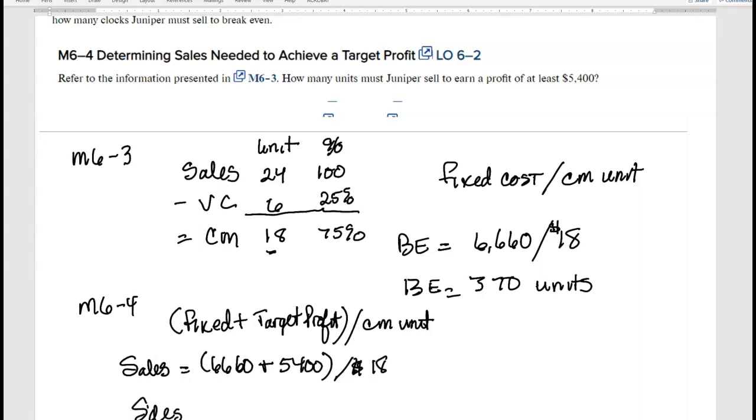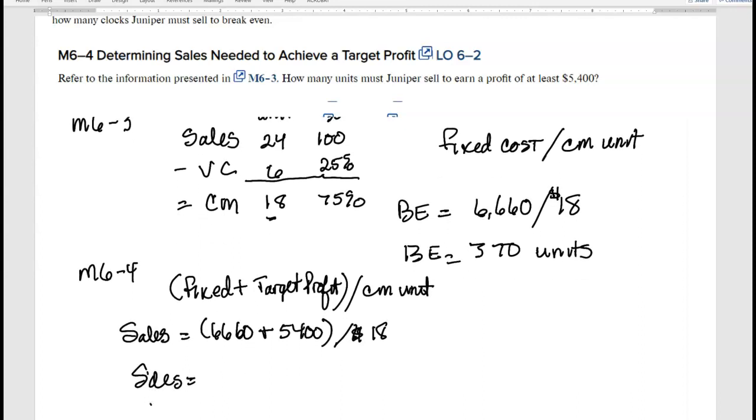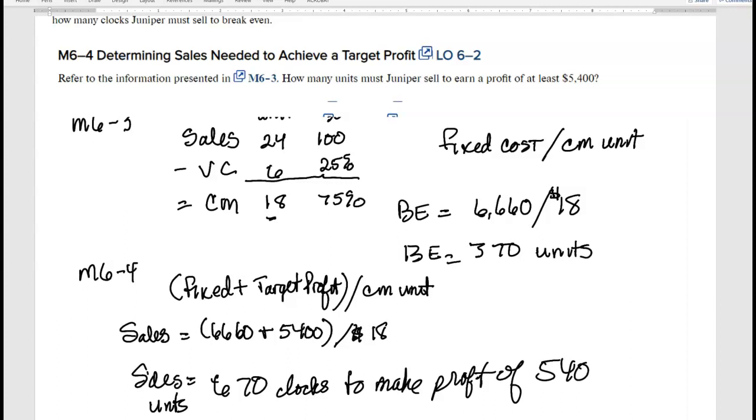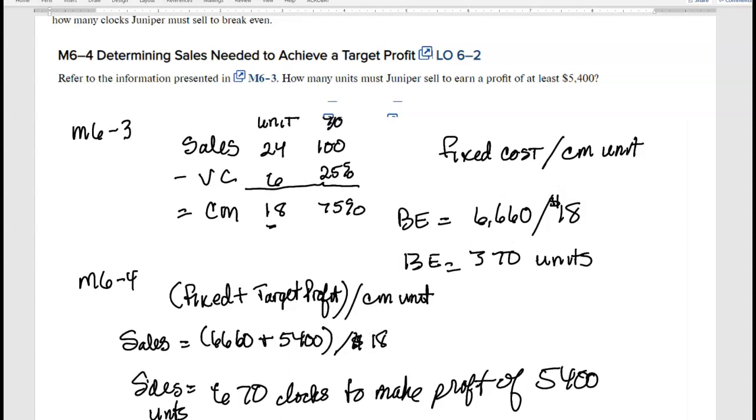So the sales in units, because we're dividing by units, would then be 670 clocks or units to make a profit of 5,400. So we can use the same information.